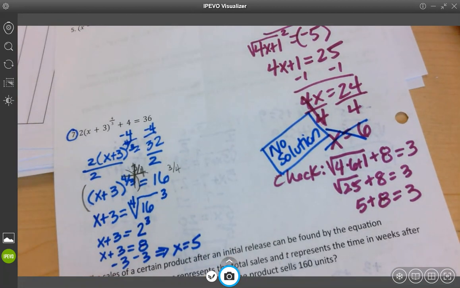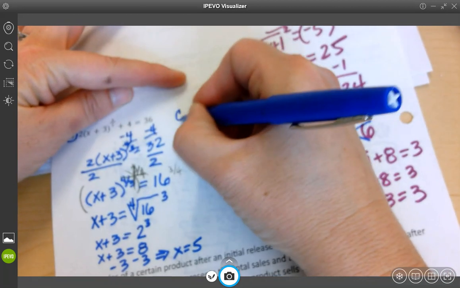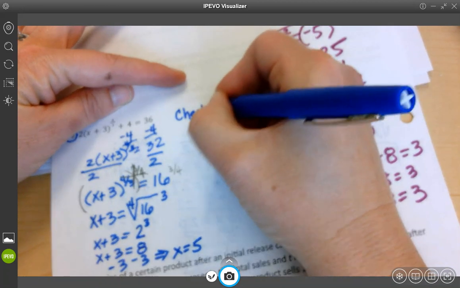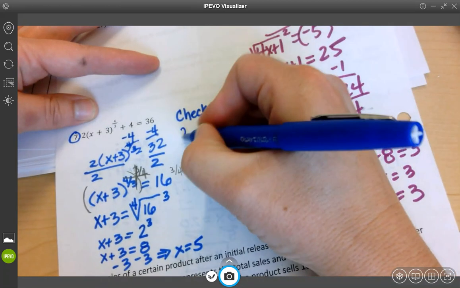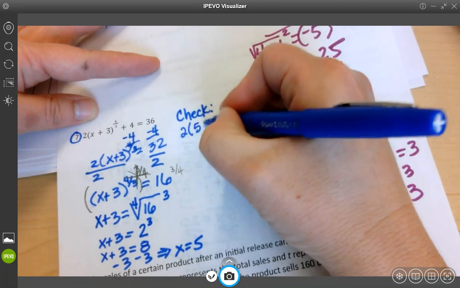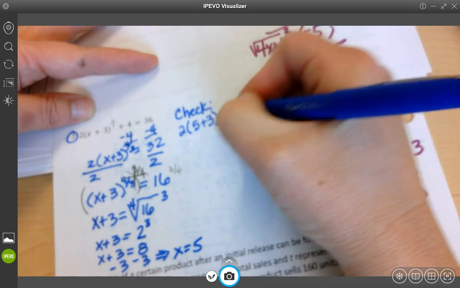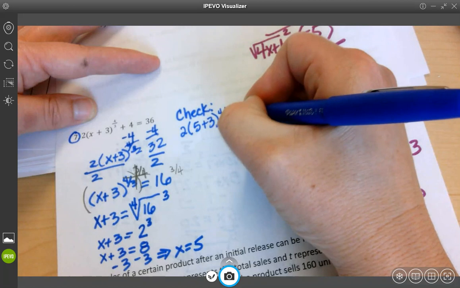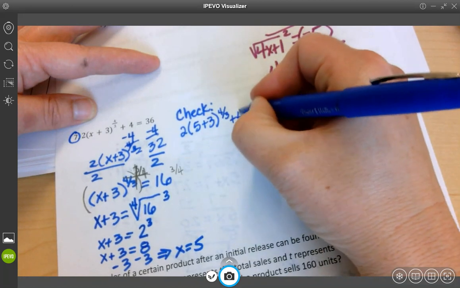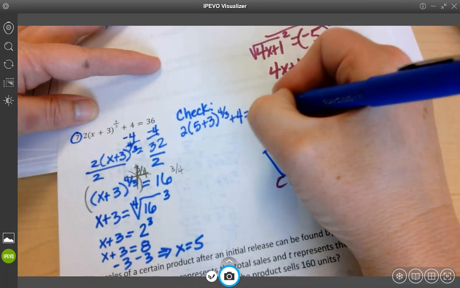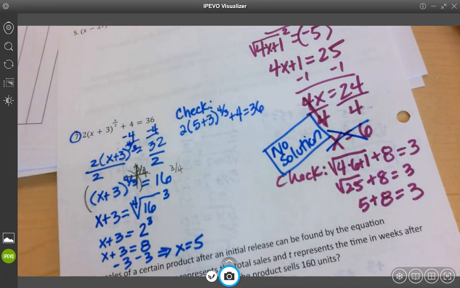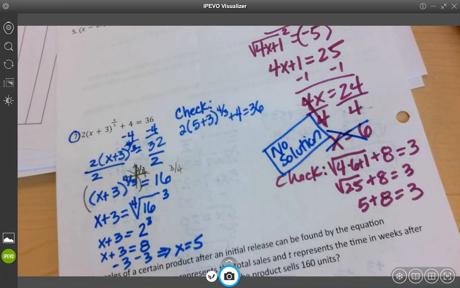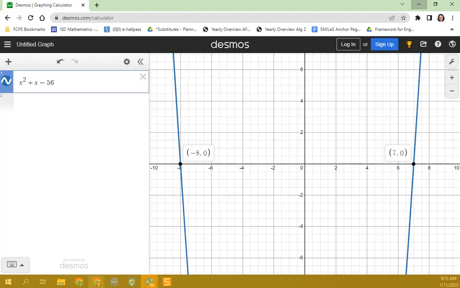Okay, now I have to check it, but you know what I'm going to do? I'm going to plug it in, and I'm going to use Desmos in my check just to save a minute. So to check it, 2 times (5 plus 3) to the 4/3 plus 4, it should equal 36. If you have a computer up, I would suggest you also check it in Desmos because it's really good practice. If you don't have a computer up, feel free to open it.